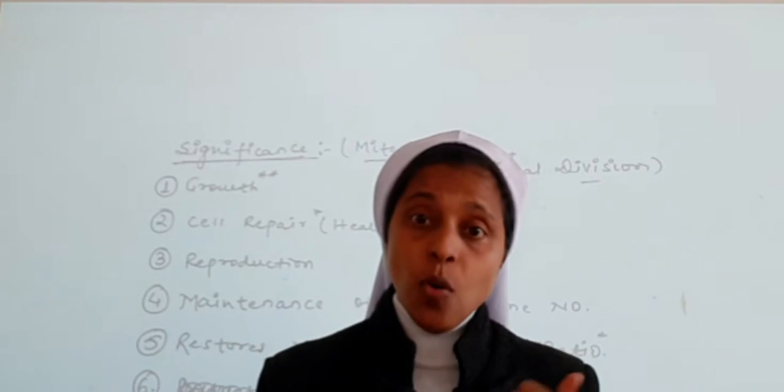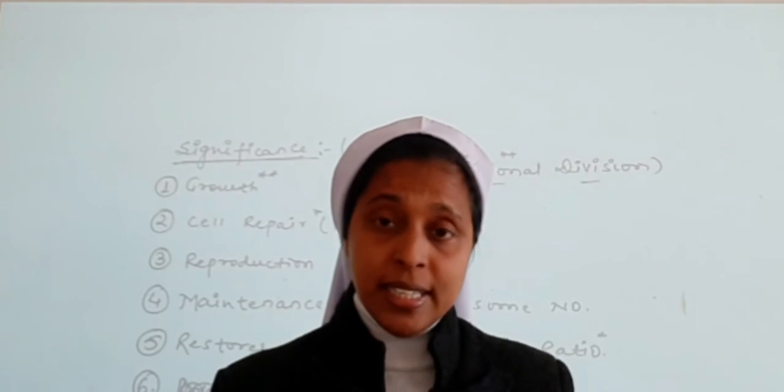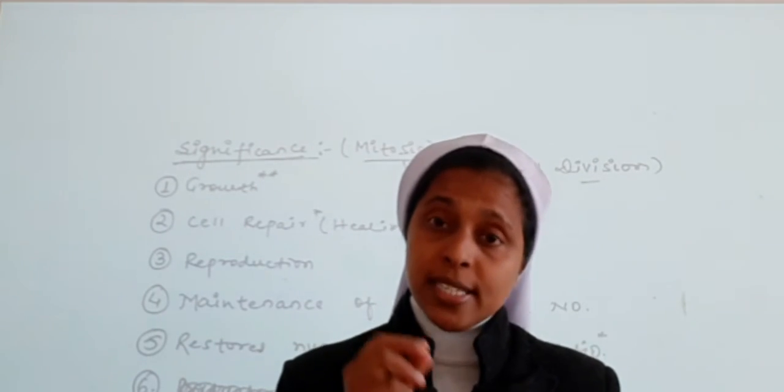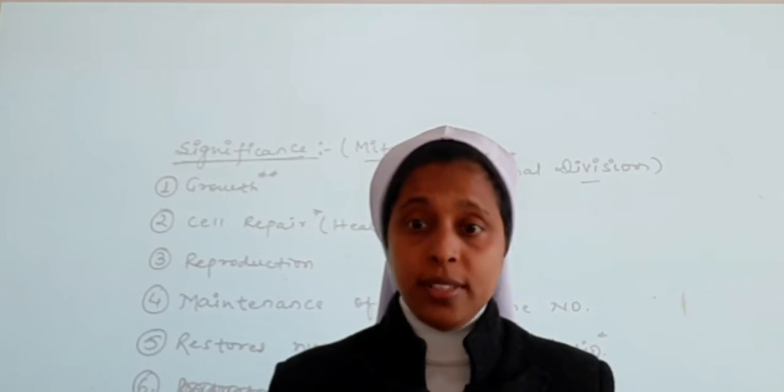ये कैसे बने? How is it being formed? It is being formed from a single cell, zygote. ओके, zygote से ही बने होते हैं all these things.